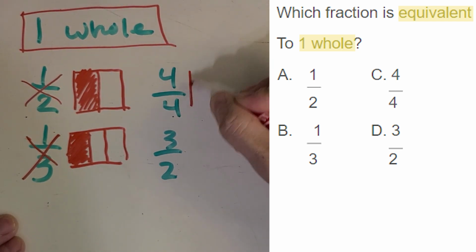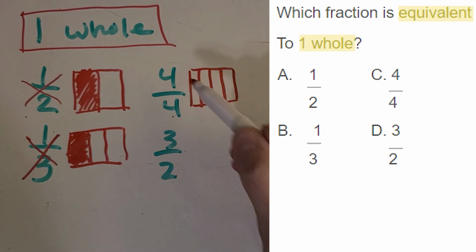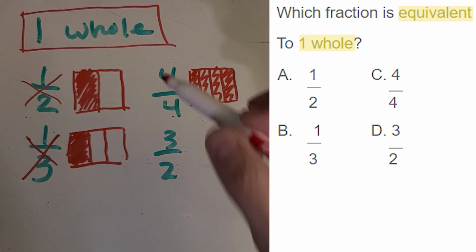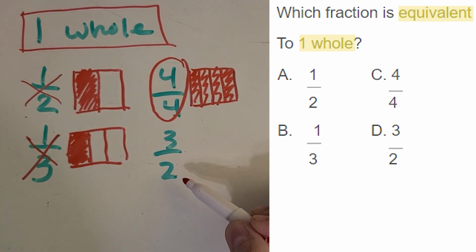So this time I need to make it have four parts. Maybe like that. Okay, and now I'm going to shade in the top number. So 4 out of 4, does that equal one whole candy bar? I think so. Okay, I'm going to circle that one for now, but let's check the last one just in case.